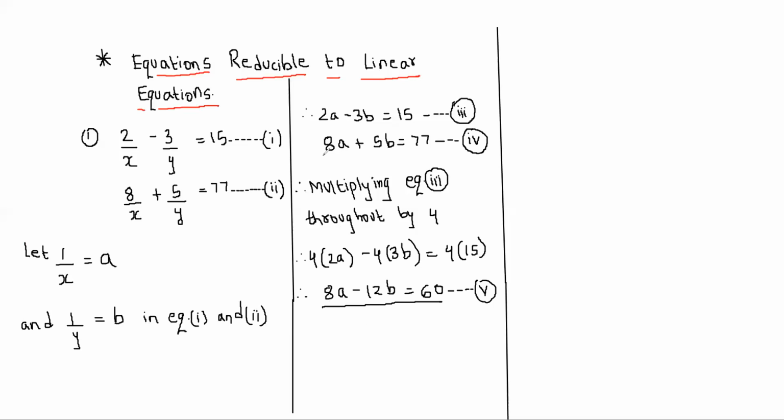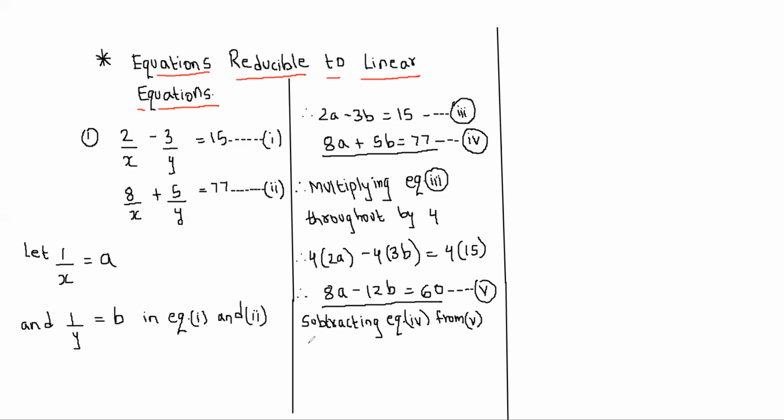8a has a positive sign. The next 8a also has a positive sign. So, same sign. Same sign, then what to do? Subtract. All these things I have taught you in the previous videos. So if you don't know how to solve it by the elimination method, I will advise you to go to my previous video and check the elimination method. Here we are subtracting equation 4 from 5.